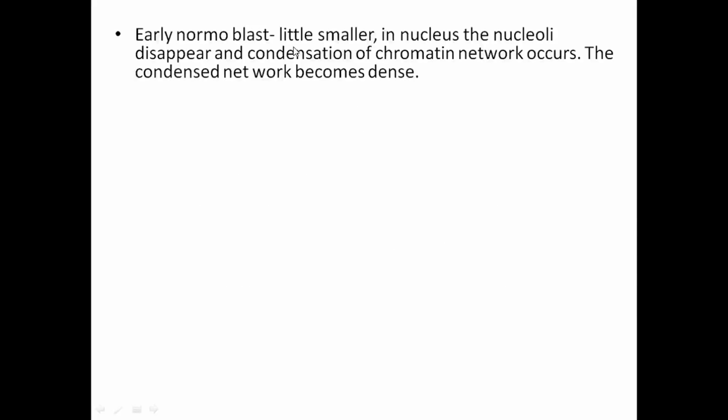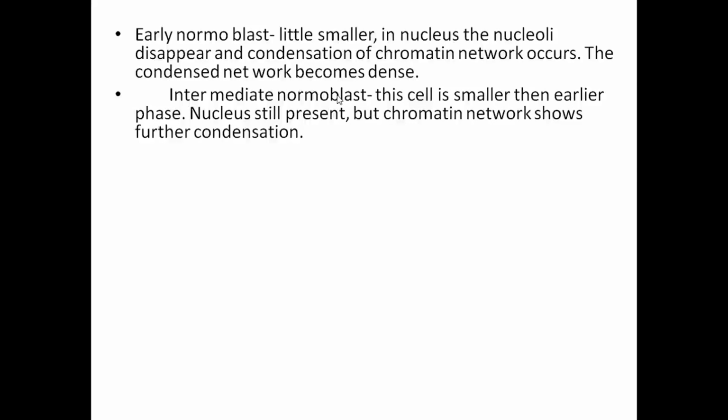Early normoblast has a smaller nucleus, the nucleoli disappear and condensation of the chromatin network occurs. The condensed network becomes dense. The third one is intermediate normoblast. This cell is smaller than the earlier phase. The nucleus is still present but now the chromatin network shows further condensation.